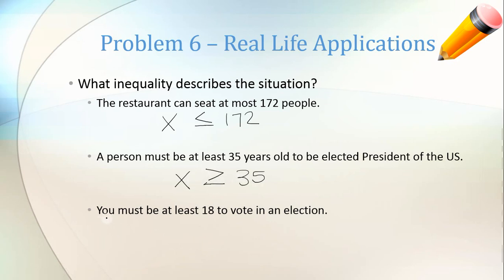And the last one, you must be at least 18 to vote in an election. So x and 18. So at least. You guys are about 14, 15. Can you vote? No, you can't vote. So x cannot be less than. So we need to use greater than. And at 18, I can vote. So x can be greater than or equal to 18.